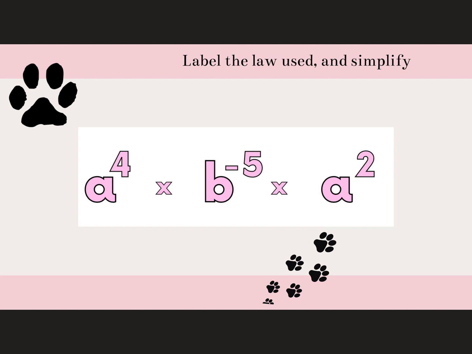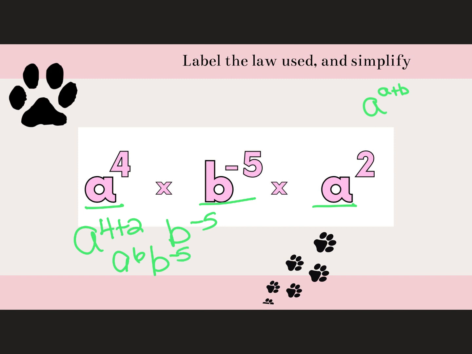If you did, you're correct. Here our bases are the same. Product of power rule says that if our bases are the same, we are simply going to be adding our exponents. So here I have a 4 plus 2. Nothing left with that b negative 5. So I have a to the 6th, b negative 5.